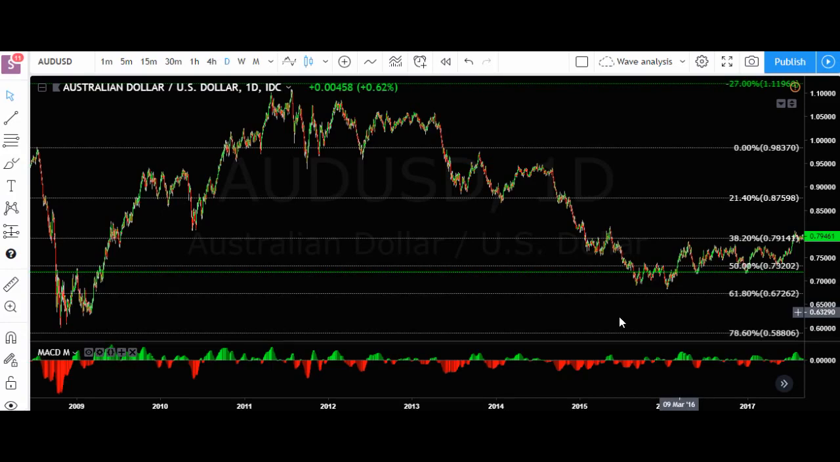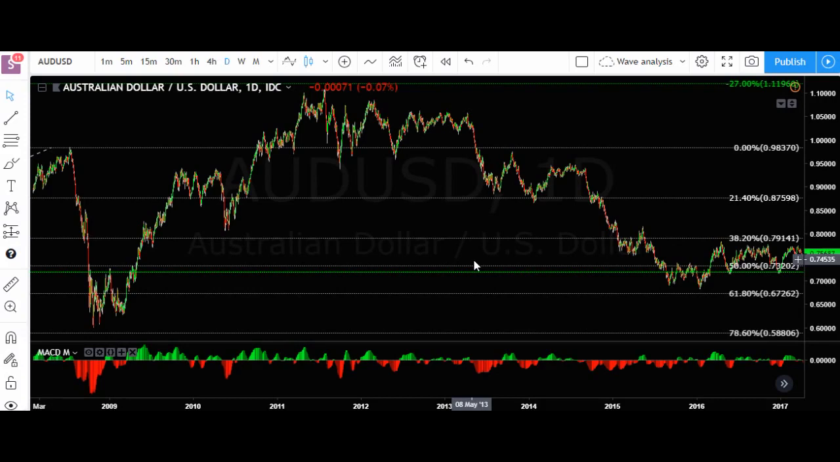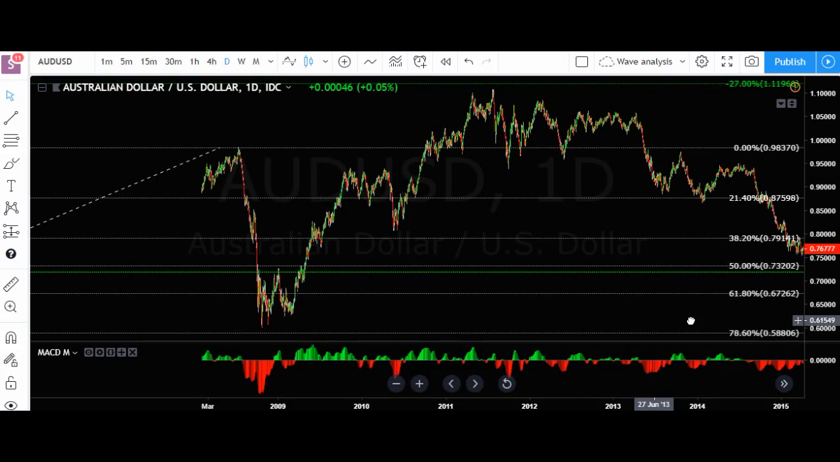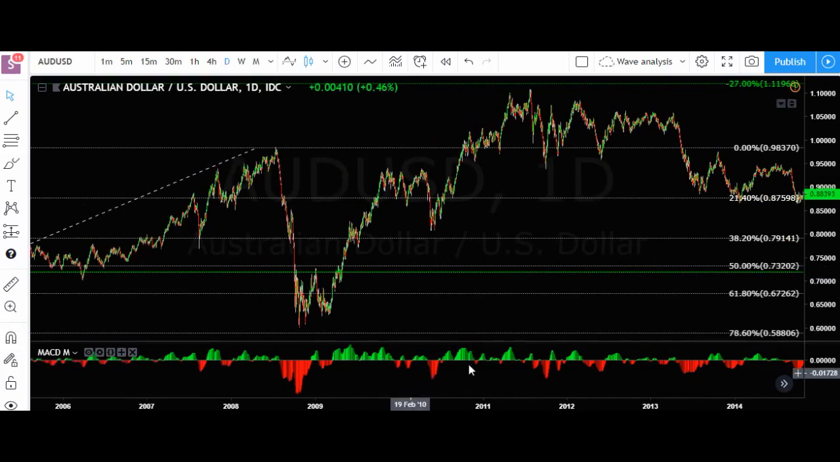And we still, I just want to see what structure we actually had here. And yeah, it's one of those rare cases where this was an ABC structure and we actually continued to go down.